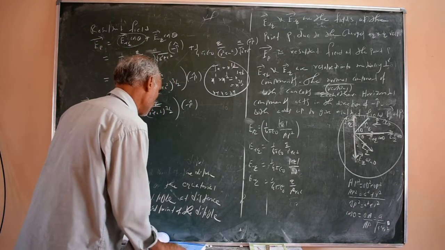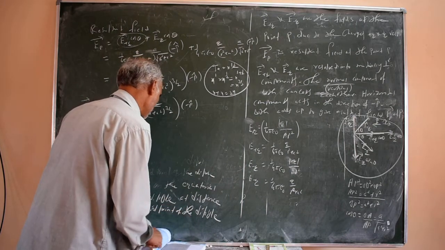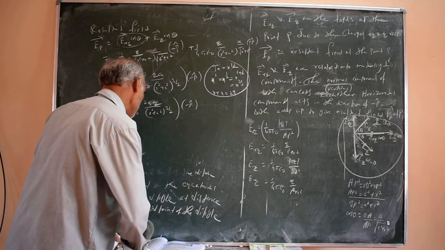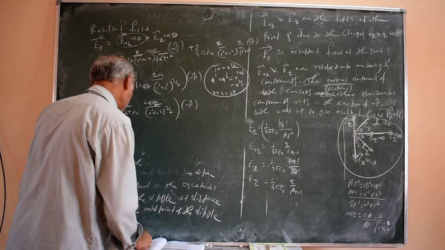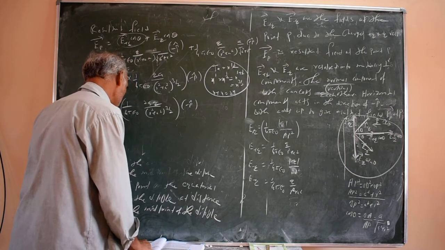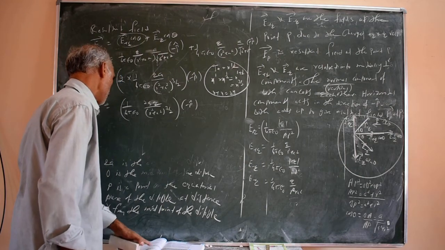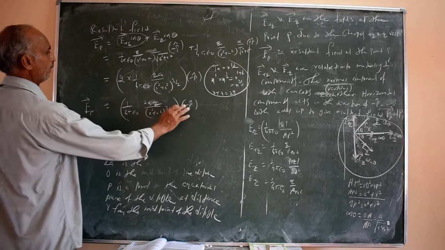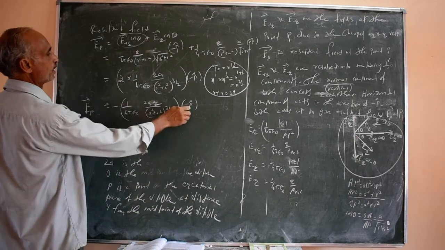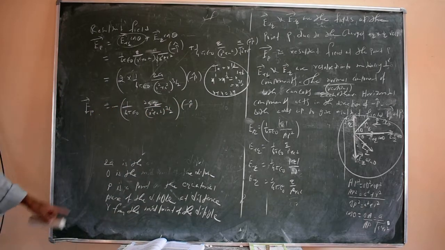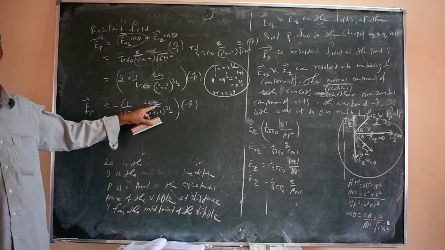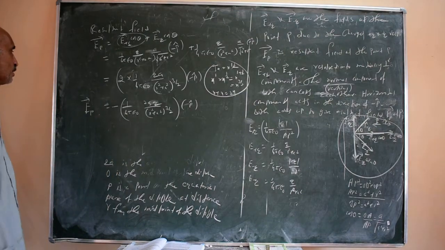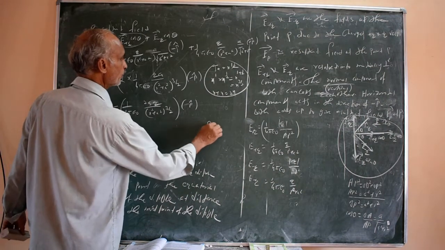Let us see what is in the textbook. The final value is 2qa upon 4 pi epsilon into r square plus a square raised to 3 by 2 into p cap. So here we have to take the minus. That minus p cap is written here. We know that 2aq is nothing but p, the magnitude of the dipole moment. I can write it as p. P is equal to 2aq.